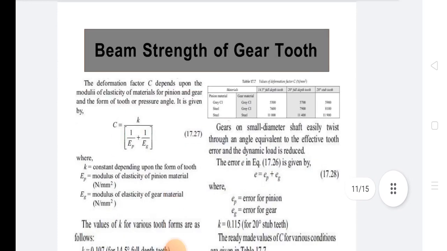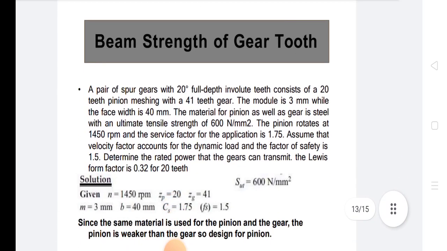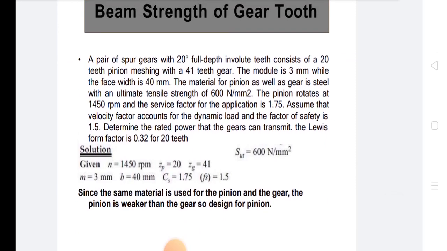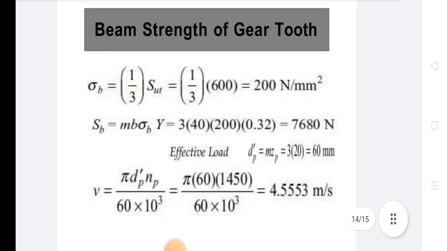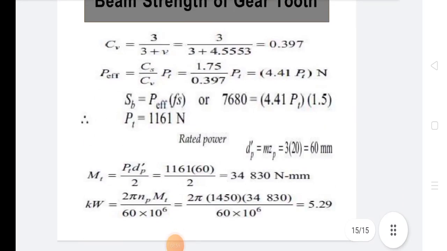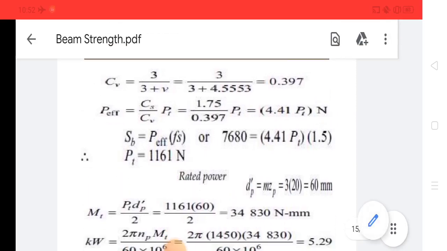So we discussed all these things. Now next is a problem. We calculate the beam strength of gear tooth using this formula. Only using this formula we put these values and we calculate the beam strength of the gear tooth. This is the problem on beam strength. In the next lecture we discuss about this problem.